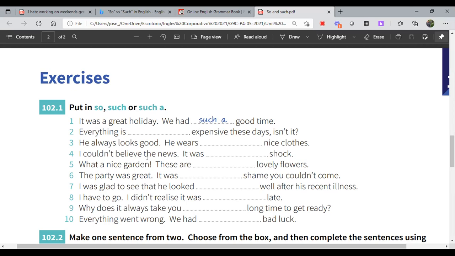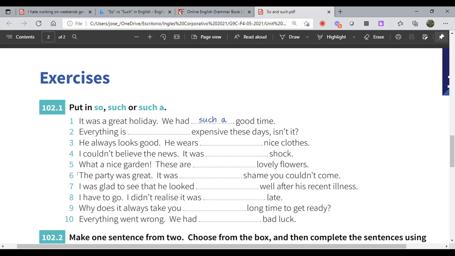Four, I couldn't believe the news. It was so shock. I couldn't believe the news. It was such a shock. Or it was such shock. Okay, five. What a nice garden. These are so lovely flowers. These are such lovely flowers. Or these are such lovely flowers.